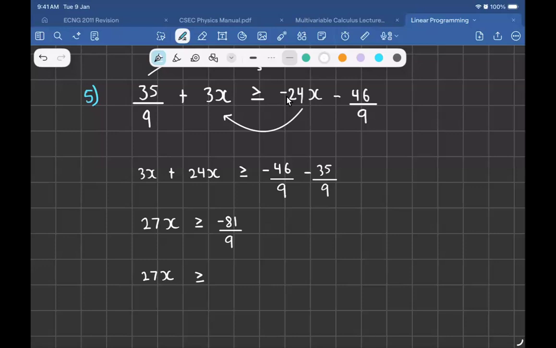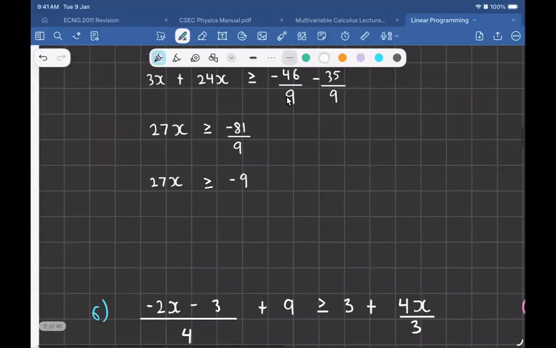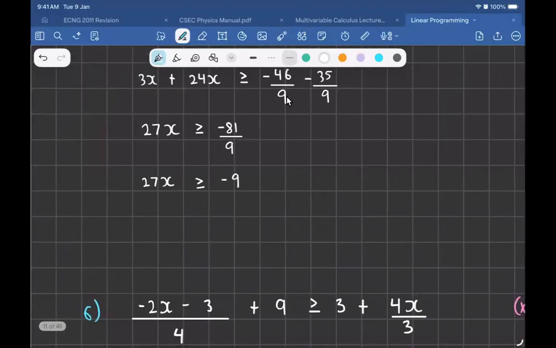So Sahara, could 9 go into 81? 9 times how much? 9. Right. And it is a negative divided by a positive, so that's going to be negative 9. Understand? All right. What's the next step? Divide by 27. Yes.